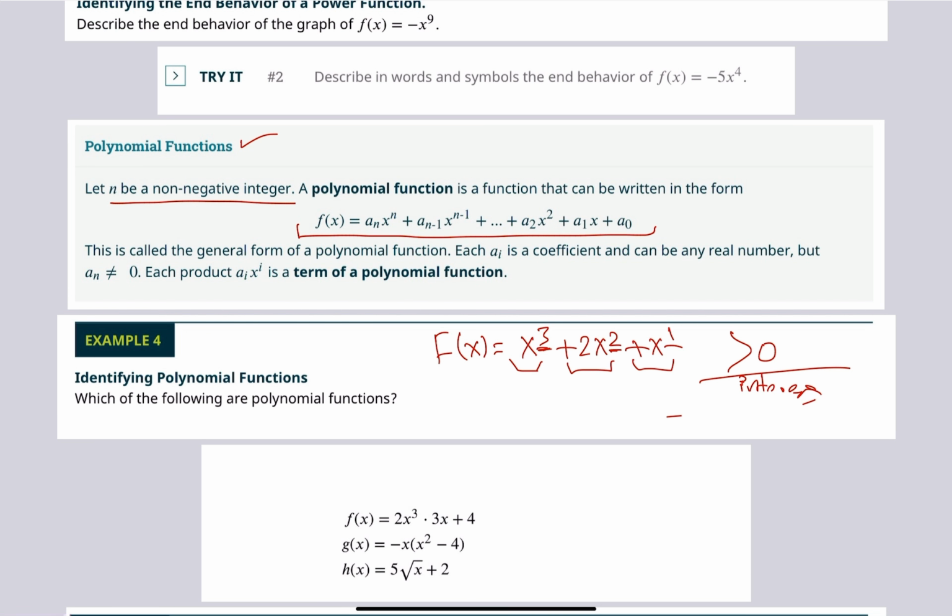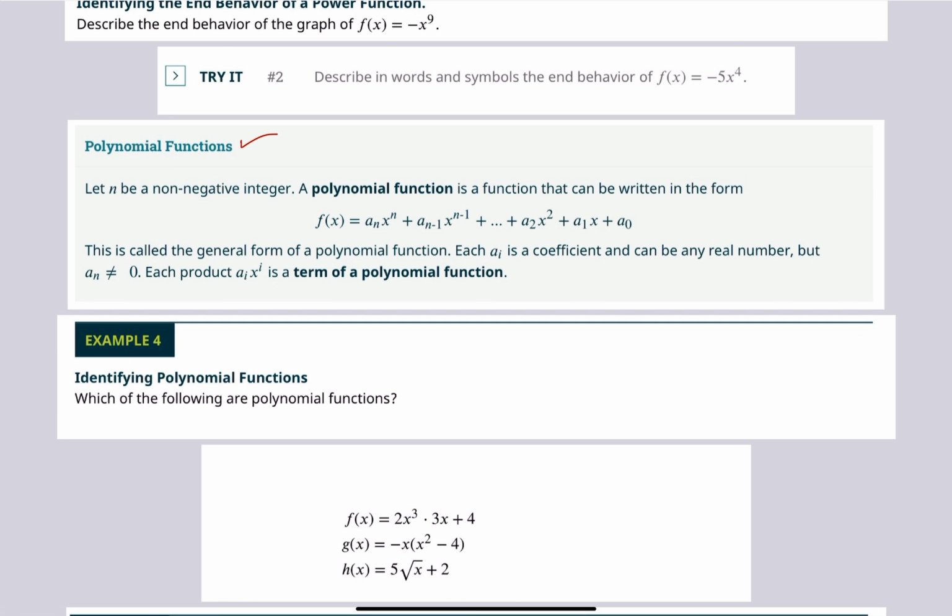So yeah, that's pretty much it for a polynomial function. And the number in front of x is simply called the coefficient. Every x has its own coefficient. And the coefficient and the x would be considered a term. So this is really important. Let me write this down as well.